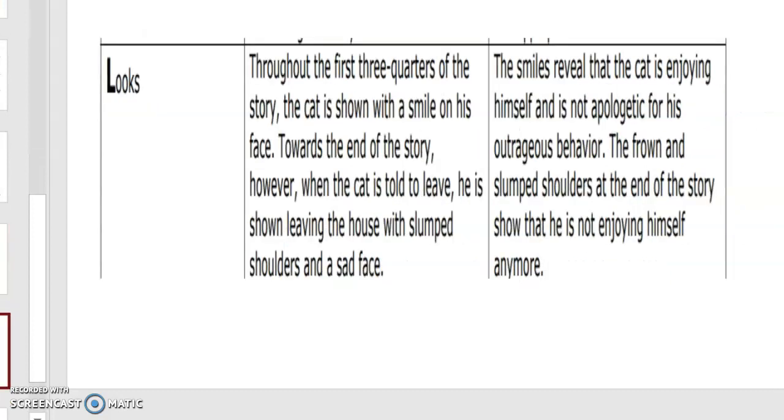Those are his actions. Looks. So this is talking about what he actually looks like. Throughout the first three-fourths of the story, the cat is shown with a smile on his face. Towards the end of the story, however, the cat is told to leave. He's shown leaving the house with slumped shoulders and a sad face. So this isn't exactly talking about his appearance, but maybe the looks of his expression, right? It could be his appearance. So it depends on the story what you get from that character.